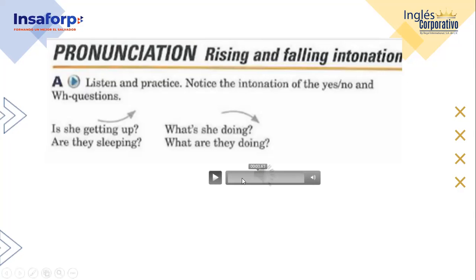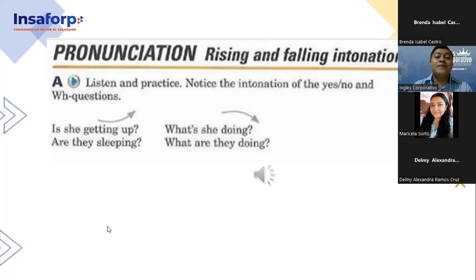So let's listen to these examples. Is she getting up? Are they sleeping? What's she doing? What are they doing? Well, do you want to try? Who wants to try reading this using the correct intonation for these questions? Any volunteer who wants to try them? Who wants to participate tonight? Thank you, Brenda Isabel. Can you please read the fourth question?